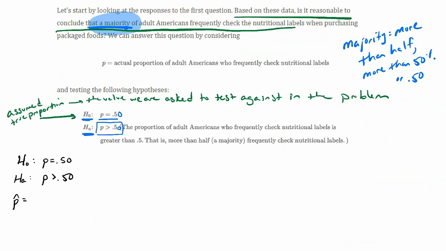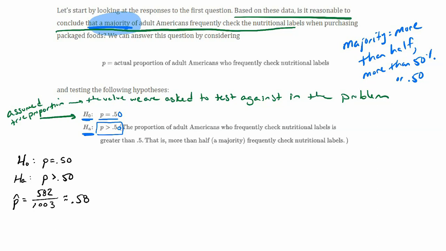Okay, let me come back down here with the work though. So p hat is the number of people who exhibit the characteristic in the sample out of the total sample size. So again, in this case, 582 people frequently checked labels out of the 1,003 that were sampled. Now I'm going to punch this in and round it to 2 decimal places. This is approximately 0.58.